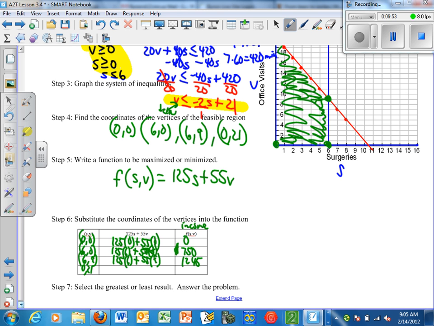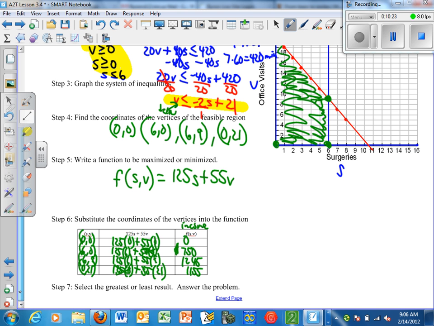$1,245. And then if you do 0, 21, you do 125 times 0, so no surgeries, plus 55 times 21. So 21 office visits at $55 each. So basically the 125 times 0 cancels out. 55 times 21 is 1155.